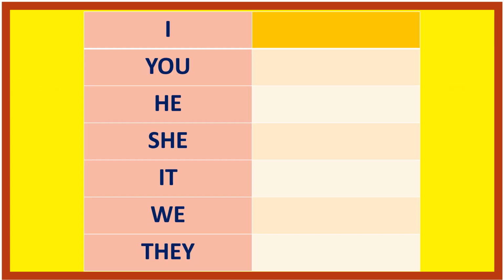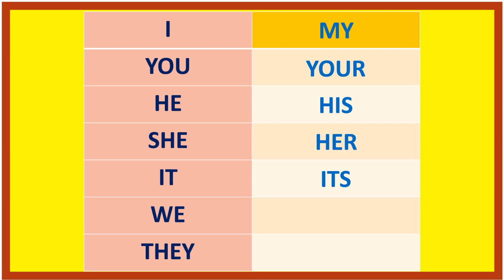For the subject pronoun I, we have my. For you, we have your. For he, we have his. For she, we have her. For it, we got its. For we, we got our. And for they, we got their.